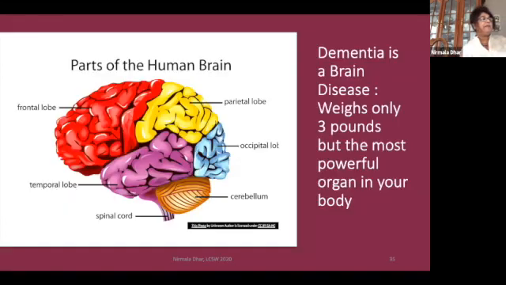Next slide. And this is just profound that it is a brain disease. Your brain is the consistency of jello and it weighs only 3 pounds, but it is the most powerful organ in our body. Next slide.